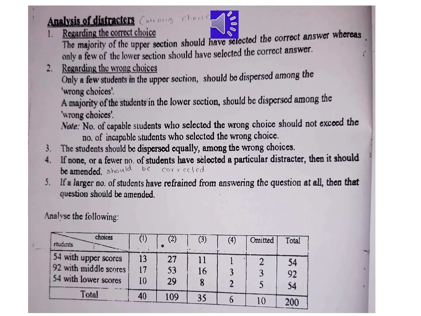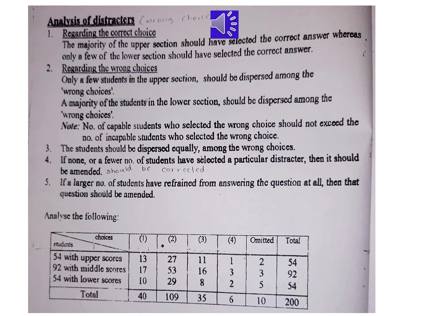Now this says the students should be dispersed equally among the wrong choices. So 40, 35, 6. Not equally dispersed. That fourth choice is not good. 40, 35 somewhat okay, but the fourth one should be amended. Amended means corrected. We have to remove that maybe and put something else. Mahavali, Kalu, Valave, Kalari.